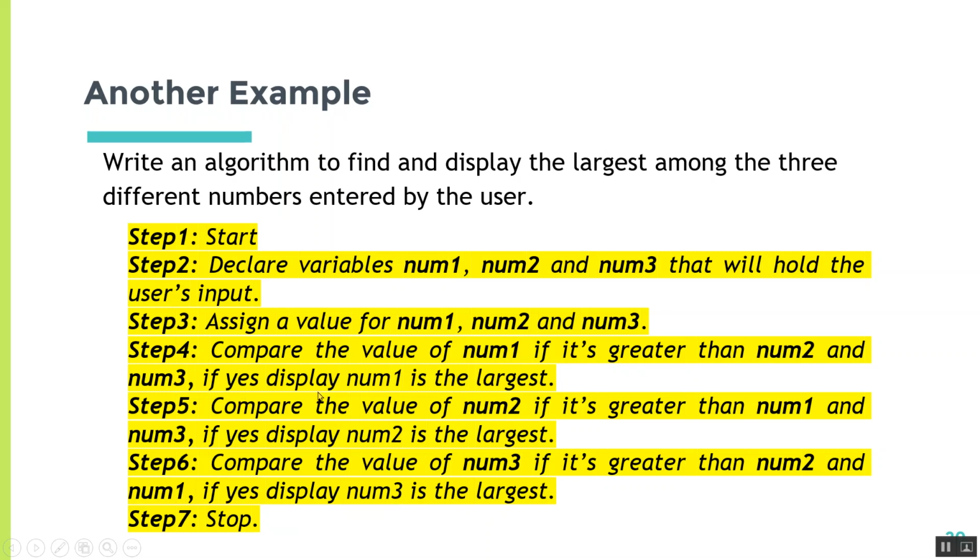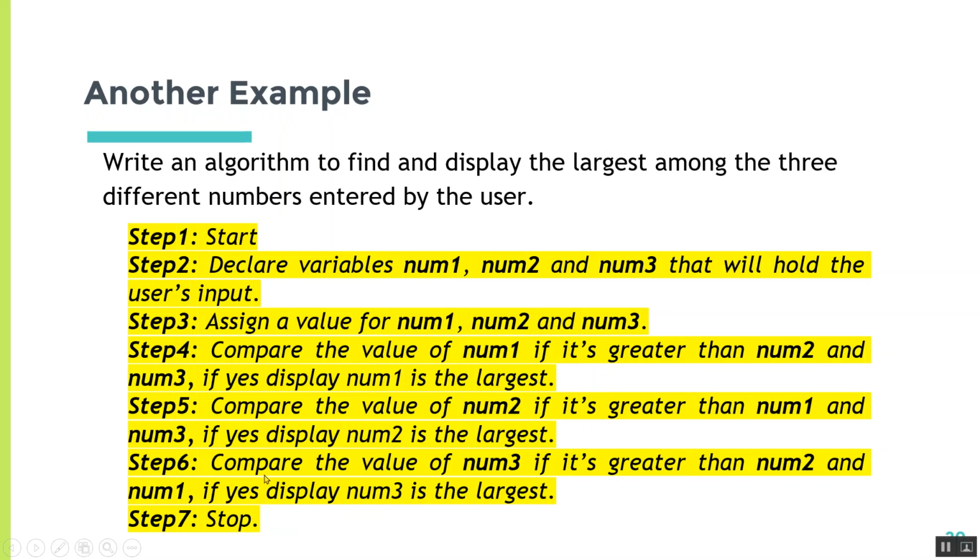Step 4, compare the value of num1 if it's greater than num2 and num3. If yes, display num1 is the largest. Since num1 is 1, num2 is 2, and num3 is 3, definitely num1 is not the largest value. So we will move on to the next step, which is step 5. Compare the value of num2 if it's greater than num1 and num3. If yes, display num2 is the largest. So num2 is greater than num1, but it's less than num3. So we will just proceed to the next step, which is step 6.